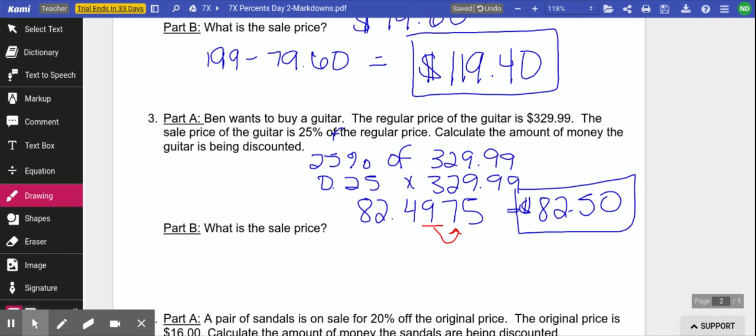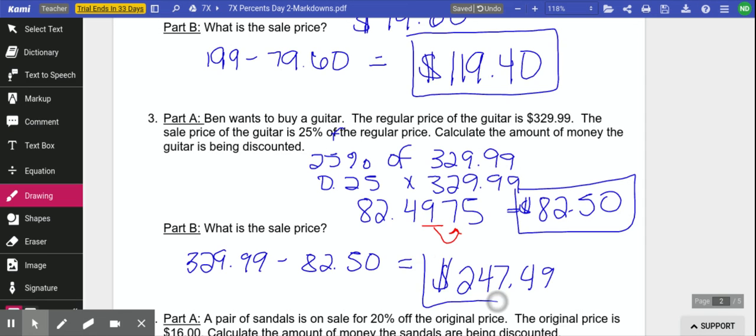In order to find the sale price, I simply need to subtract the original price, which is $329.99, minus $82.50, which should give us $247.49. All right, guys, so just a two-step procedure that you got to do. First, find the discount, then use that discount to determine the sale price. I want you guys to try number 4 on your own. Pause the video, and when you got your answer, press play so that you can check to see if your answer is correct.